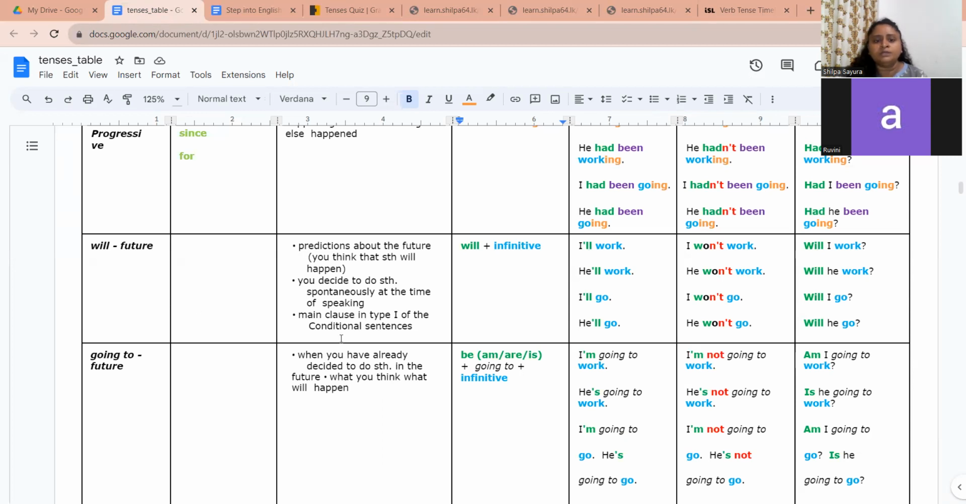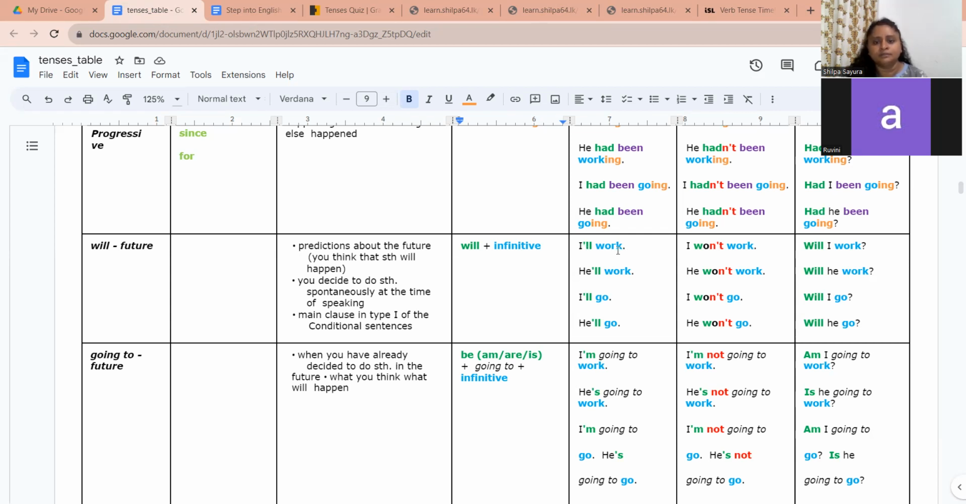No, main clause in type 1 of the conditional sentence. Right? Conditional sentences use will. So that we have to use separately, learn separately. So we'll see I'll work. I will. Short form is I'll.